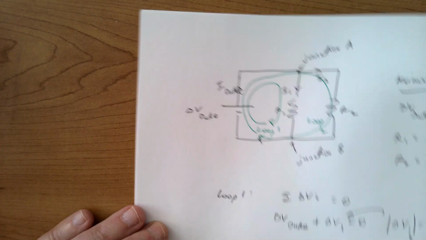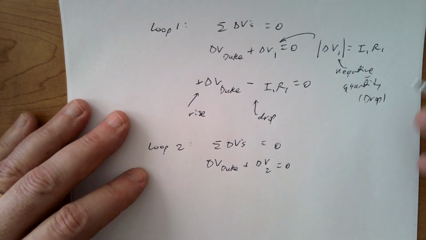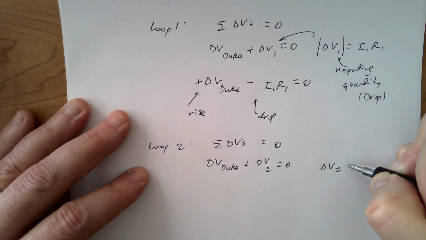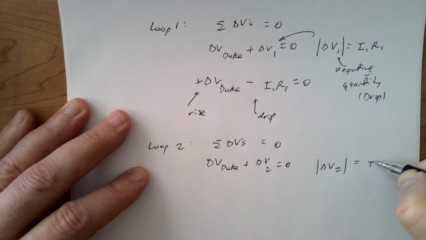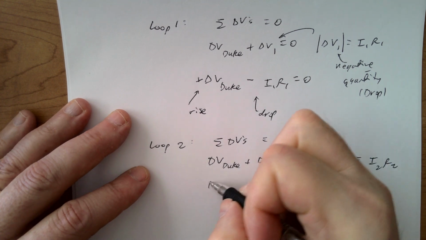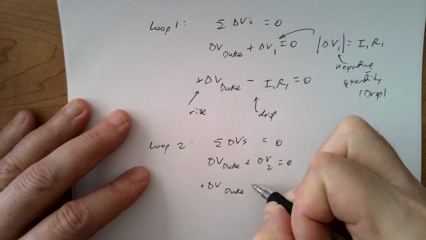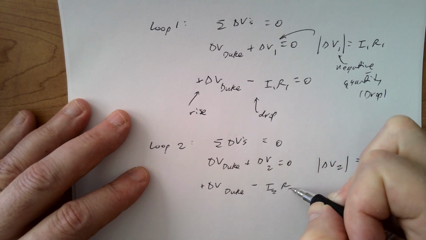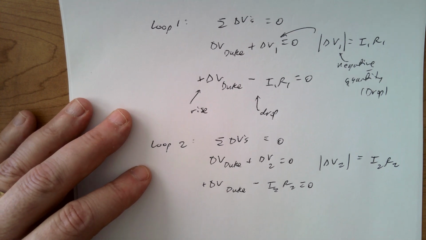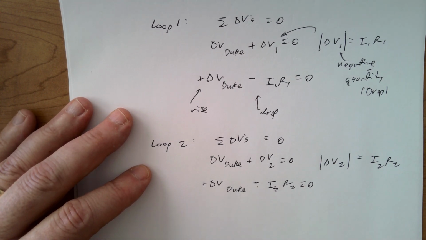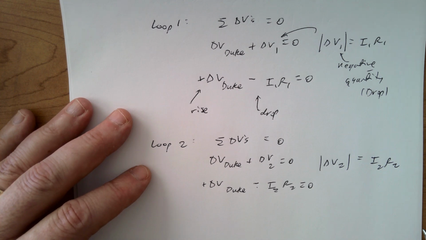And like I did for resistor 1, I'm going to use Ohm's law for the magnitude of delta V2. It's I2 R2. So delta V Duke with a plus sign minus I2 R2 is going to be 0. That's a drop, that's a rise. Alright, so that's your next step. After you do your loop rules, the rest is mostly algebra.